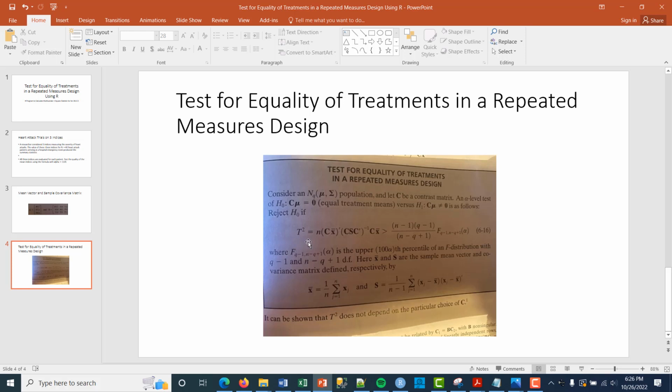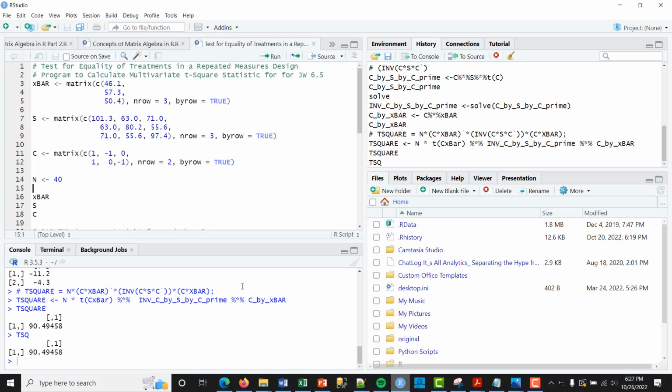So it's equal to n times (C x bar) primed times C S C prime, the inverse, times C x bar. And then we compare that to an F statistic and determine statistical importance. All right, so if we go into R, we'll look at some quick code here.